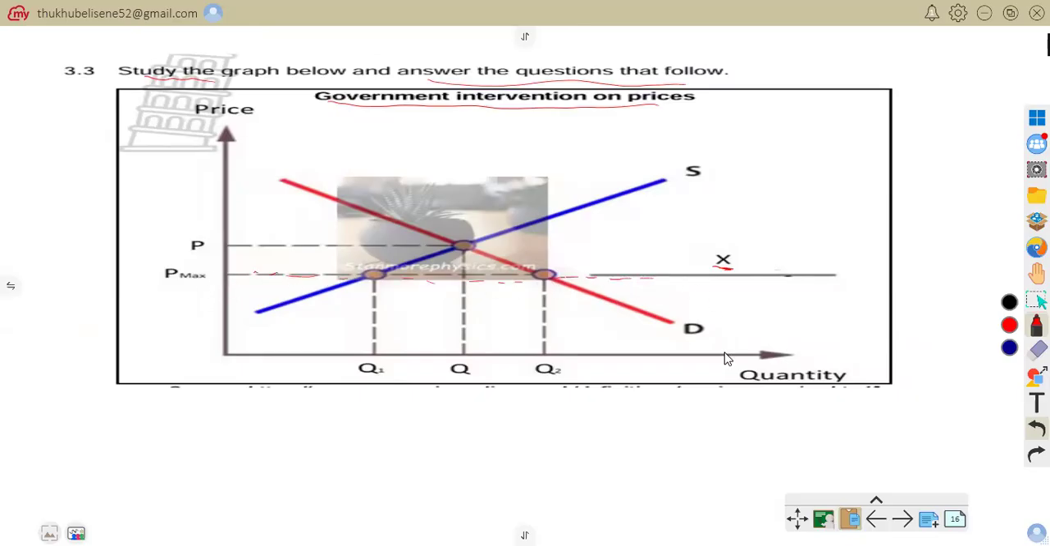Maximum price is where the government sets the price below equilibrium. You can see here is our equilibrium, so the prices are set below equilibrium. That is a maximum price. We can talk of rent control, we can talk of food price limits. So that is maximum price, and that is that for question 3.3.1.